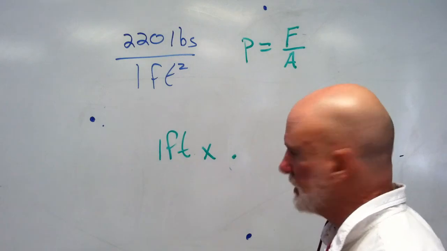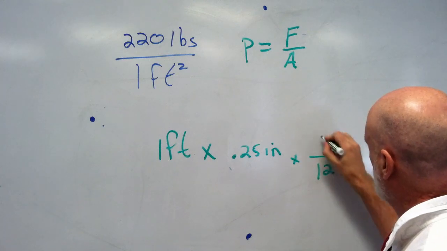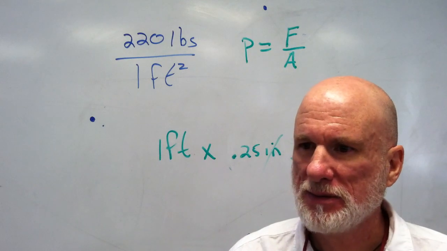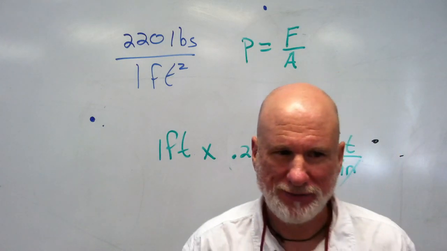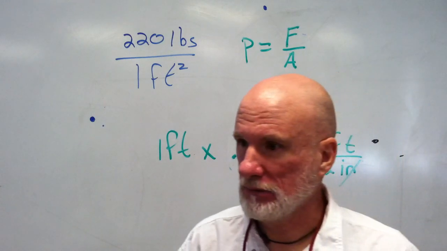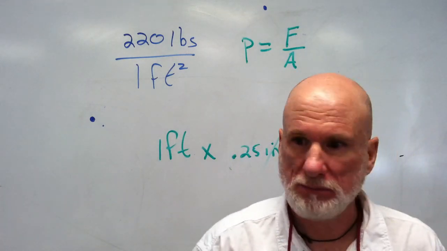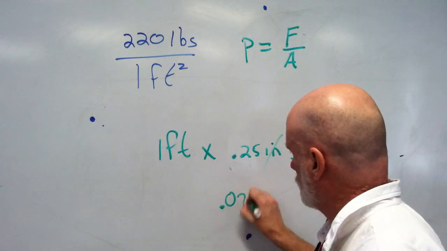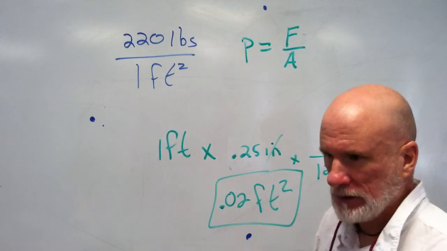So, 0.25 square inches times 1 foot over 12 inches. Inches cancel, I'm left with square feet. Now, I've done this calculation already in my last class, so I know what it is. I could fool you with mental math: 0.25 divided by 12 is about 0.02. 0.02 square feet. Is that okay? Yes? Okay.